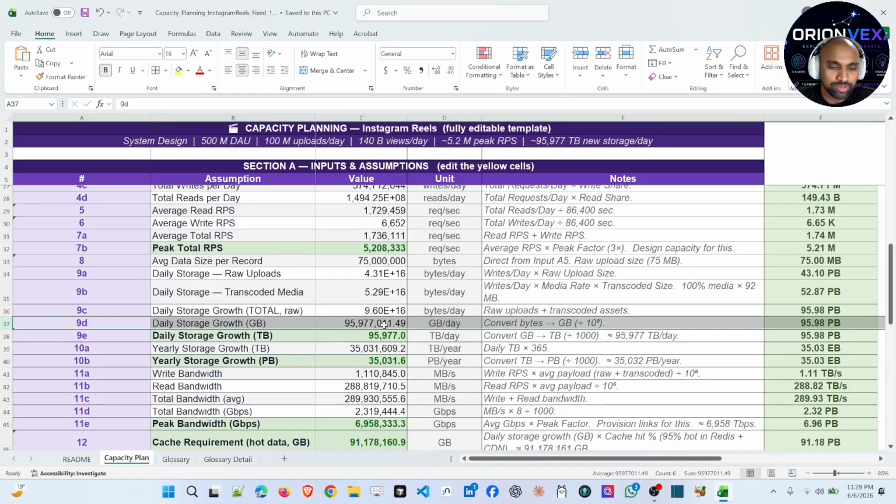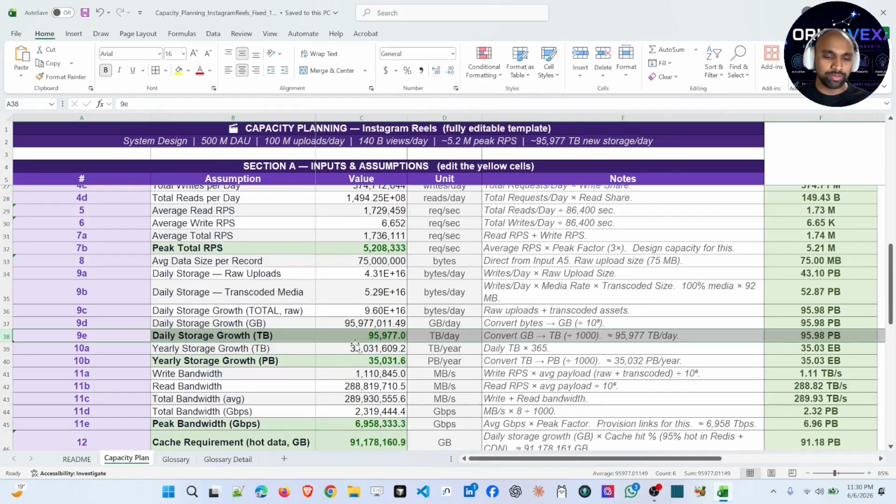Daily storage growth is around 95.98. That's the same thing, and that is if we converted that petabyte into terabyte, divided by 1000, then we will get the daily storage growth in terabyte. It will be 95,977 terabyte a day. We convert GB to TB and TB to petabytes. This is the petabyte, 95.98 petabyte daily.